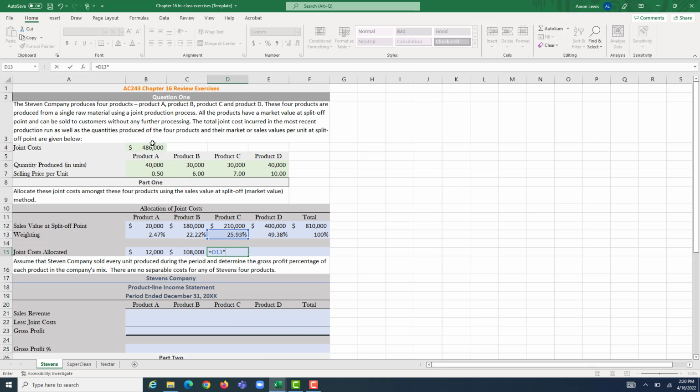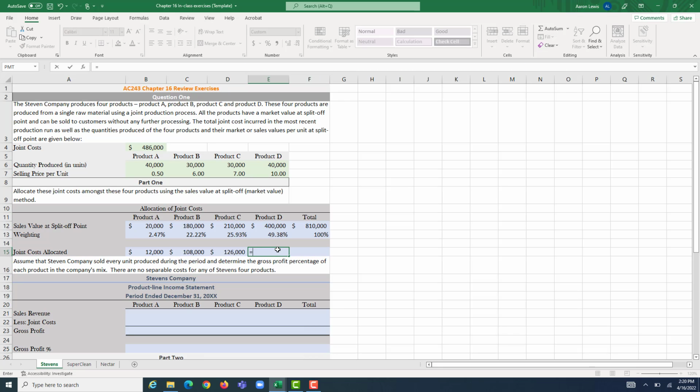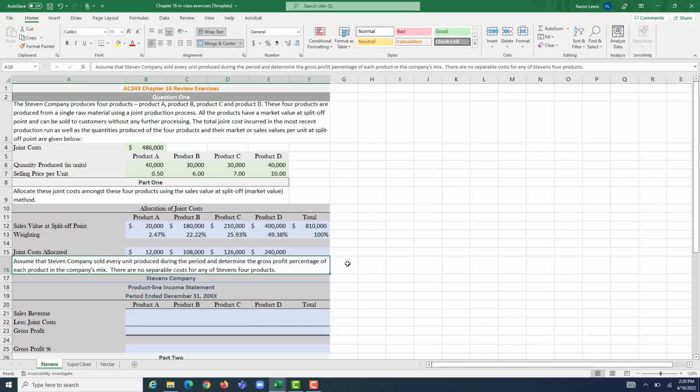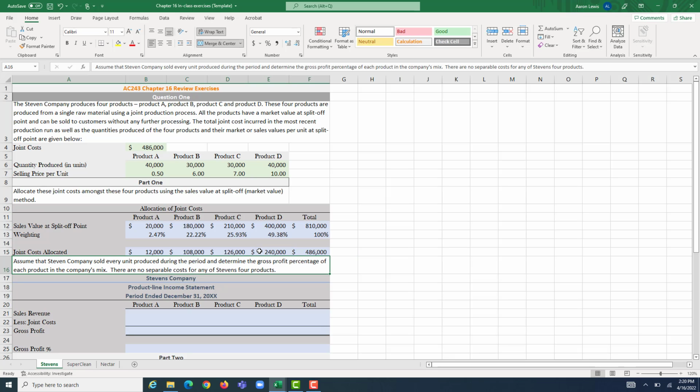For product C, that's going to be 25.93% of our $486,000, $126,000 with the joint costs allocated. And lastly, for product D, if 49.38% of our overall sales is coming from that product, it should be getting 49.38% of our joint costs. And that is $240,000. When I add all of these up together, this is going to be equal to the sum of all of our joint costs allocated. That is the full $486,000 that we had to spread out.